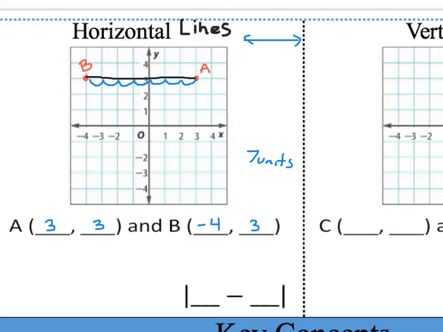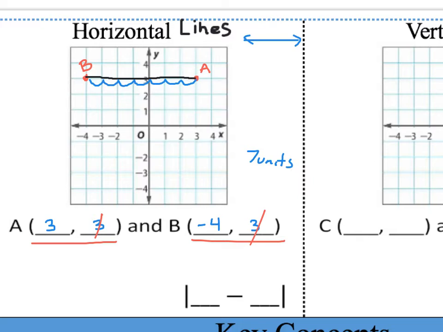But if we're not given a graph, what we can do is take a look at our coordinates. Now let's take a look at our coordinates down here. We have point A and we have point B. Notice that the y coordinates are both the same. So if the y coordinates are both the same, I'm going to ignore them for now. So anytime that your y coordinates are the same, we have horizontal lines.